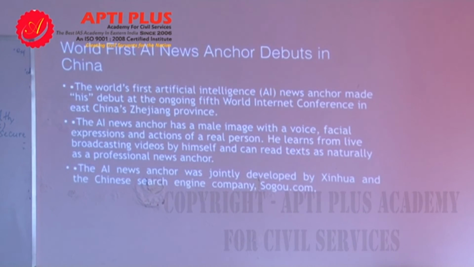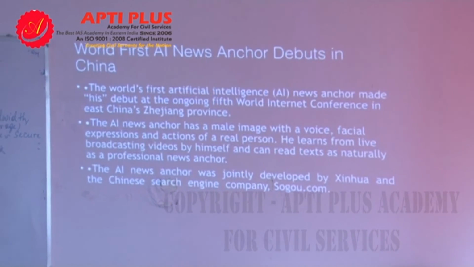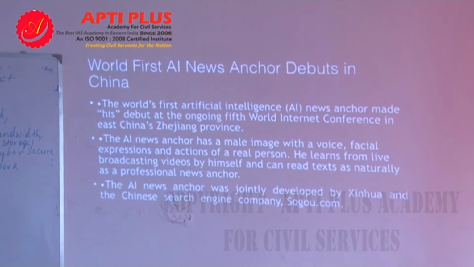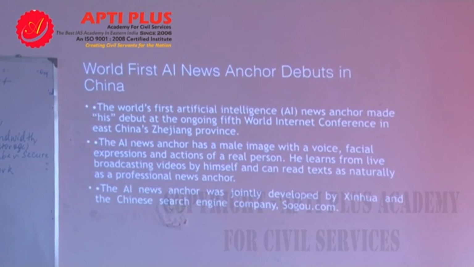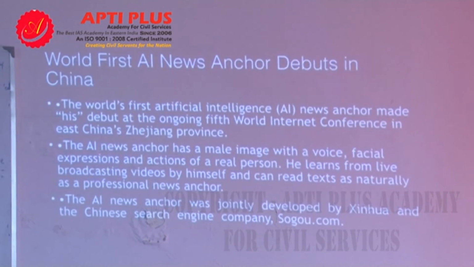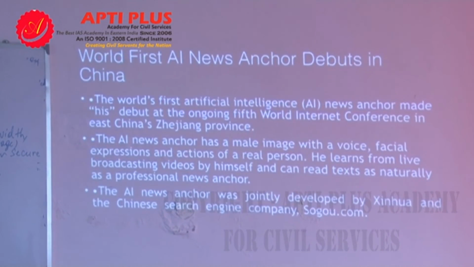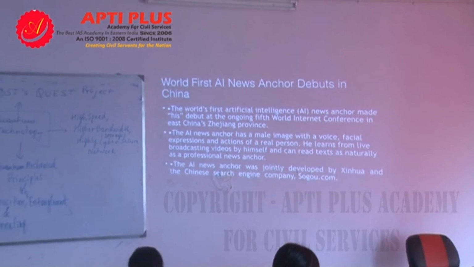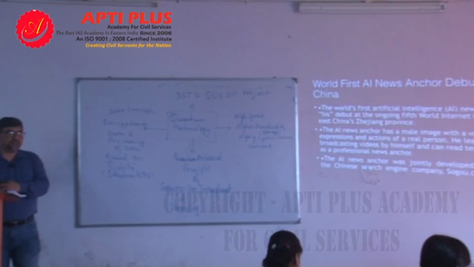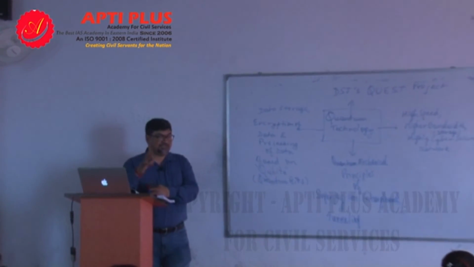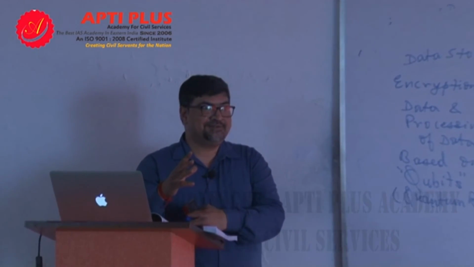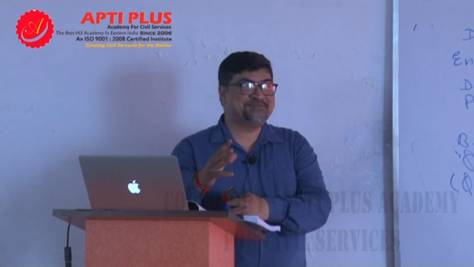So now first this one, China's first AI news anchor, which has come in the news. And what is the name here? The anchor made his debut on the ongoing World Internet Conference in East China's Zhejiang province. This anchor has been developed there. A news anchor asks the question, answers and interacts with the panel there. You have seen the TV debate, all the debates which happen there, an anchor is there, and one anchor, of Republic, right? What is the name of that anchor?